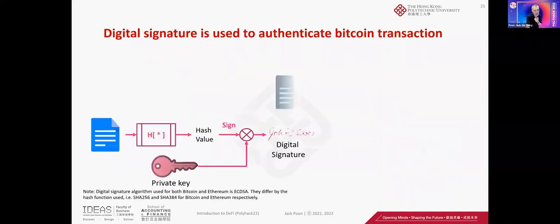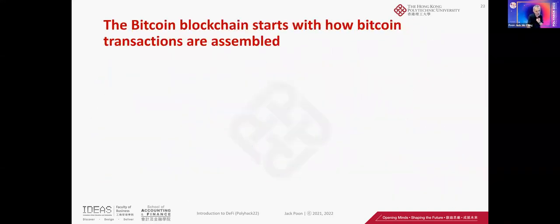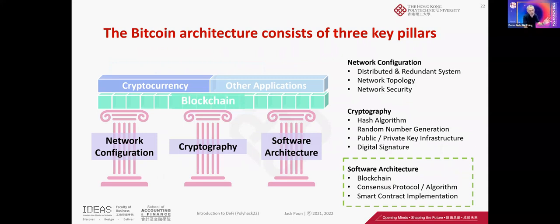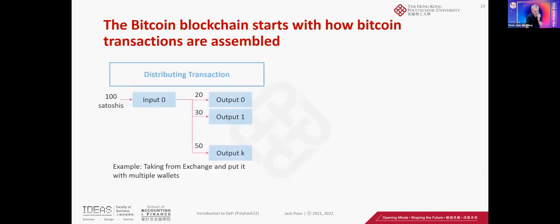Now, with that, I'm not going to go into details of how digital signature works because that's beyond what we have. And then I will zoom in on what exactly is going on in the software architecture. The way Bitcoin transactions work, and so it's true for Ethereum and other blockchains, essentially you have some kind of input, and then you pay it to some kind of output. So for example, if you have 100 Satoshi, you can distribute this 100 Satoshi to 3 different people.